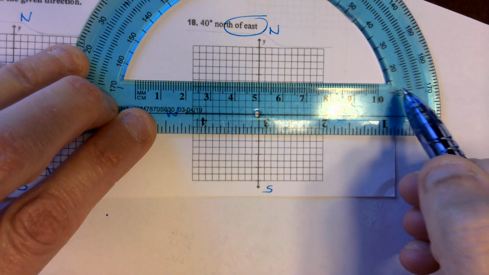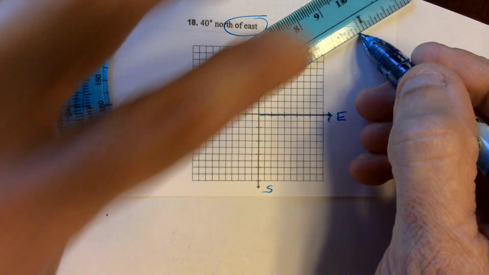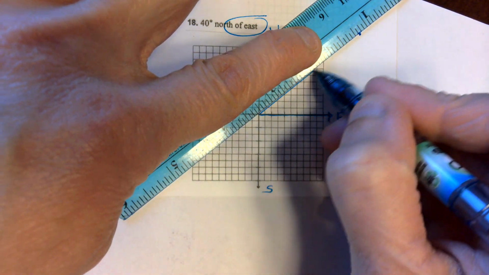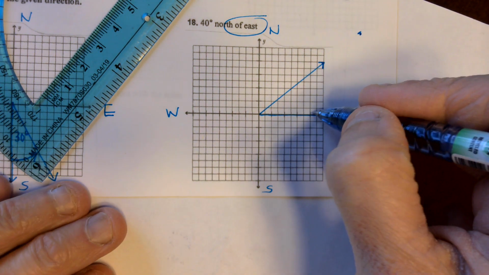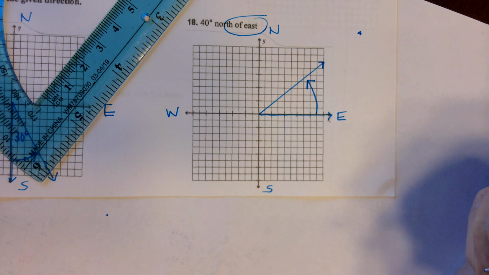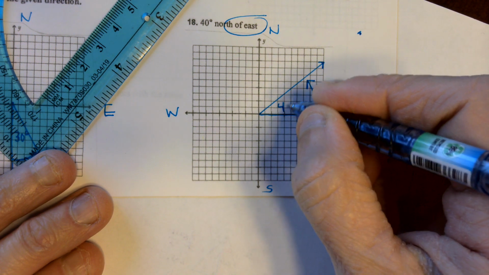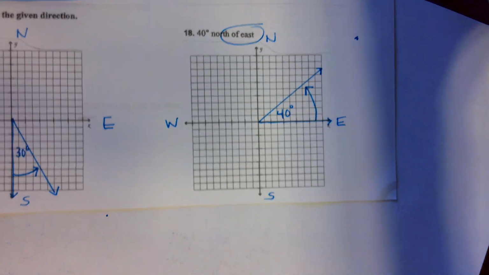Okay, so here's 0, so 10, 20, 30, 40. Connect it with my origin. And again, go the direction that you are. So we're going north, so my arrow is curved that way. And then I write the degree measure in there. Need any help with protractors? Please let me know.